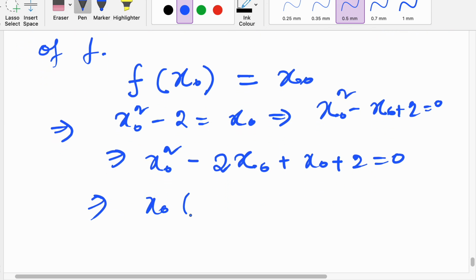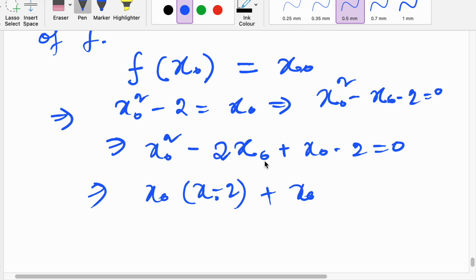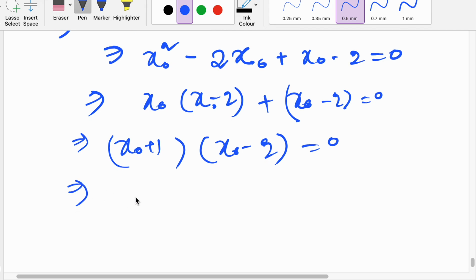So this will be x0 minus 2 plus x0. Okay, I think something is wrong here, so it will be minus. It will be minus. Thank you. Then this is x0 minus 2 equal to 0. So this is (x0 plus 1)(x0 minus 2) equal to 0. So x0 equal to minus 1 and x0 equal to 2 will be the solutions.